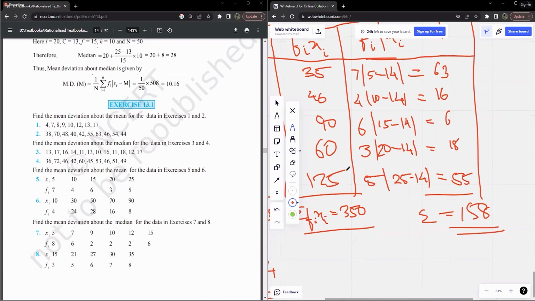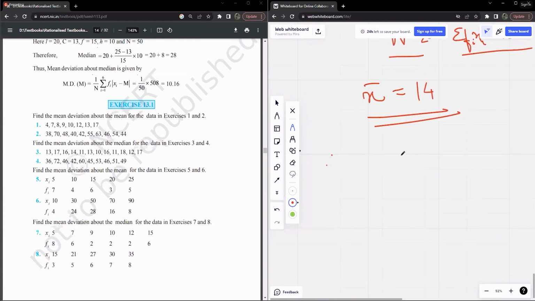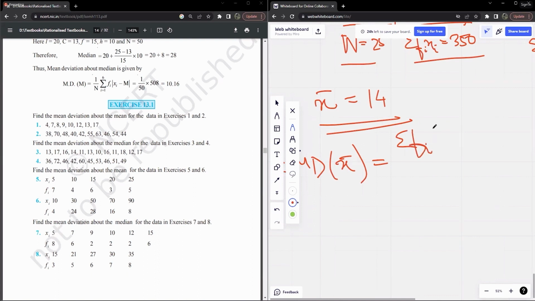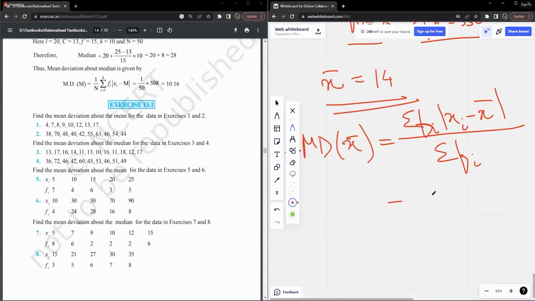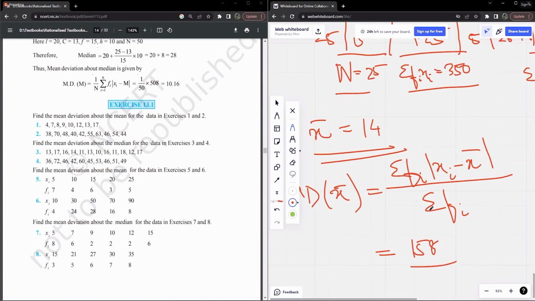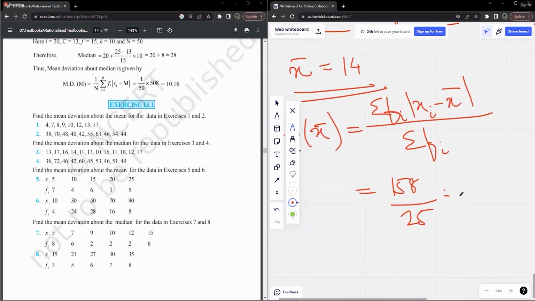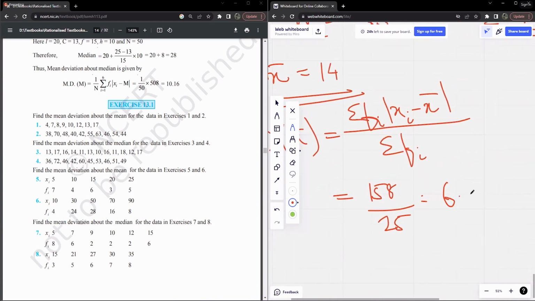Right? Therefore, your mean deviation about the mean x bar is going to be equal to sigma of fi times mod of xi minus x bar divided by sigma fi, right? Which is equal to 158 divided by 25. So this is going to be 6 point, this is 8 by 25, which is 32 by 100. So this is 6.32. And that is your final answer. Cool.